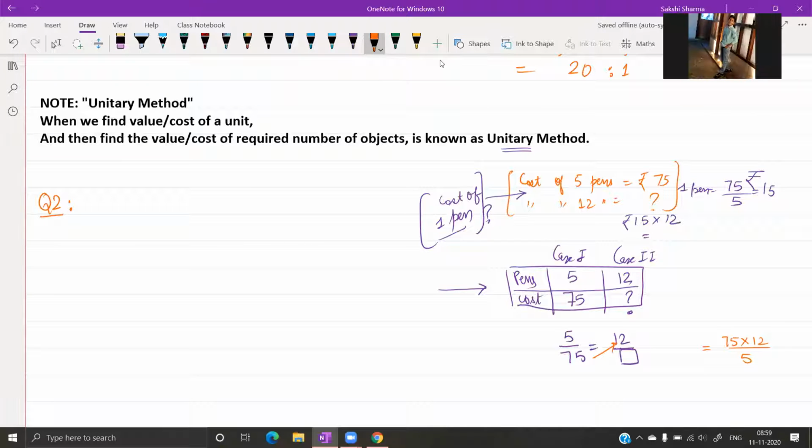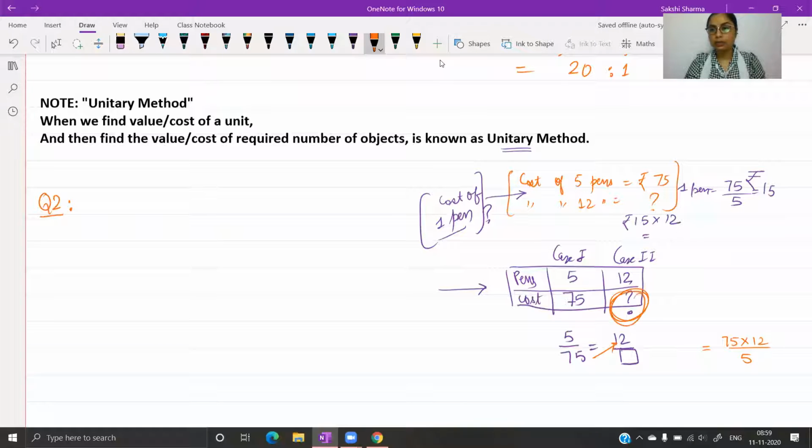Okay ma'am. Beta, after making the table we write the ratio. This is what I had done. Once you make this table of how many pens cost how much, you write down the ratio 5 and 75 in one column and then 12 and under that. We don't know this value, so I have made this empty box. The purpose is to find out the number which will fit here.